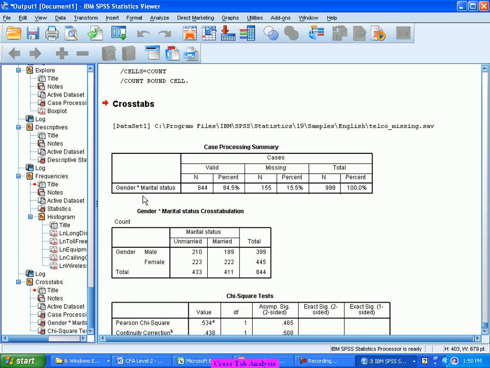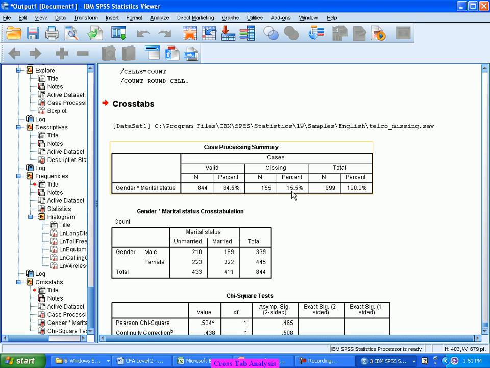Alright. So here, if you see the output, it's a combination of gender and marital status. Only 844 results are valid because there are some missings in marital status and some missings in gender. Both of them will be eliminated now. List-wise elimination from now onwards, because two variables are there. In one it cannot be missing and in one there cannot be a value. So both of them will be eliminated.